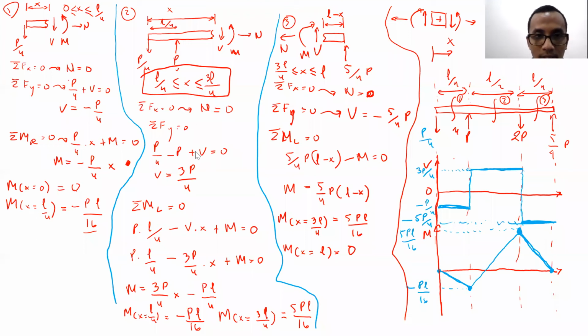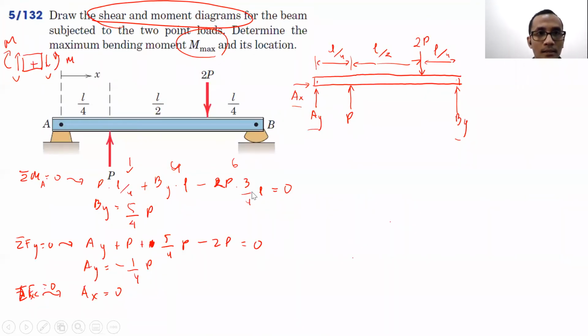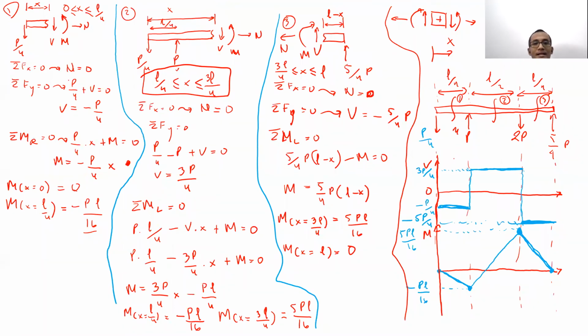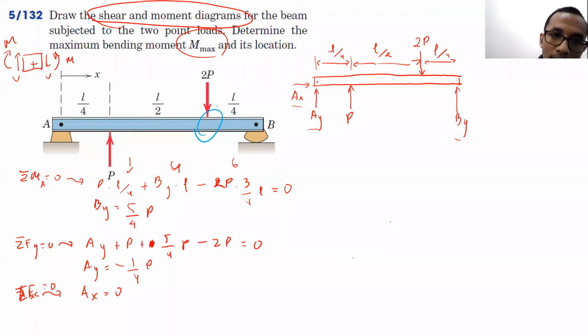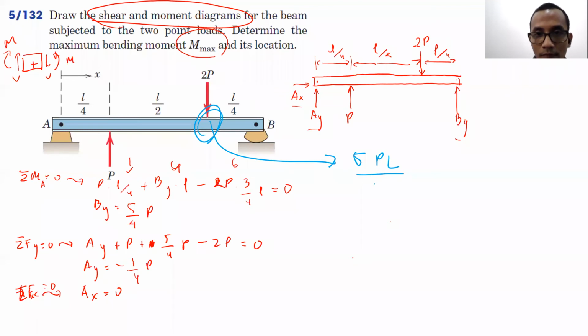But remember, we haven't answered the question yet. The question there is determine the maximum bending moment and its location. What is the answer, Rizky, here? The maximum will be 5PL over 16. Yep, 5PL over 16. And the location is? It will be 3L over 4. Yeah, 3L over 4. So the location will be here, right? Yes. And the value will be 5PL over 16.